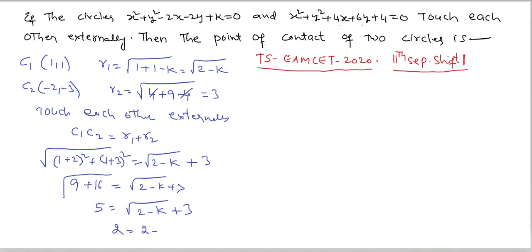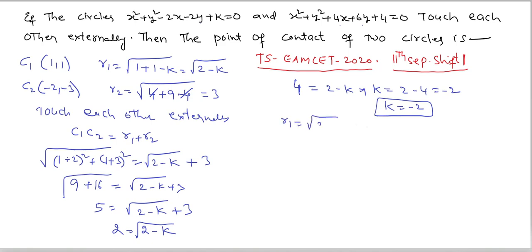9 plus 16 is 25, that is 5, equal to the root of 2 minus k plus 3, or 2 minus k. Squaring on both sides, 4 is equal to 2 minus k, that is k is equal to minus 4 plus 2, which is minus 2. So the value of k is minus 2. Therefore the radius of the first circle, R1, is equal to the root of 2 minus k, that is 2 plus 2, that is the root of 4, which is equal to 2.